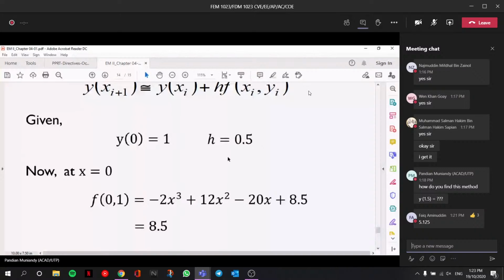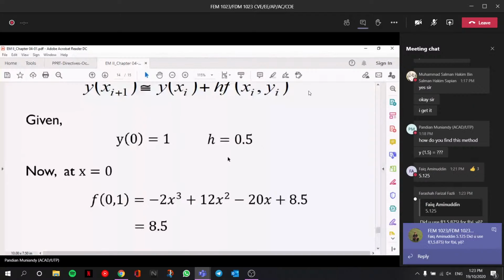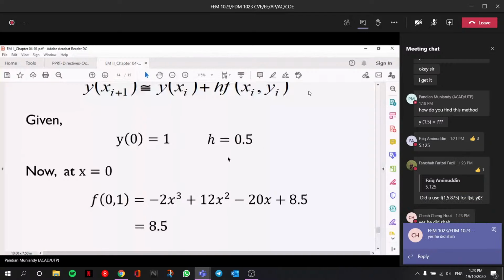Multiply by 0.5. Minus 0.75 plus 5.875. Answer is 5.125. So your answer is 5.125. Is that correct, class?